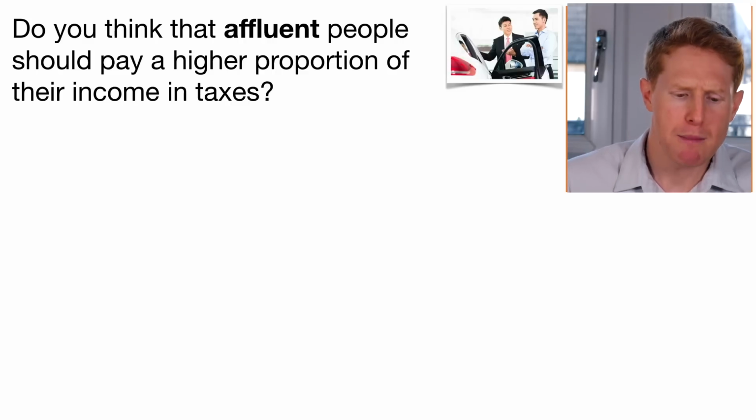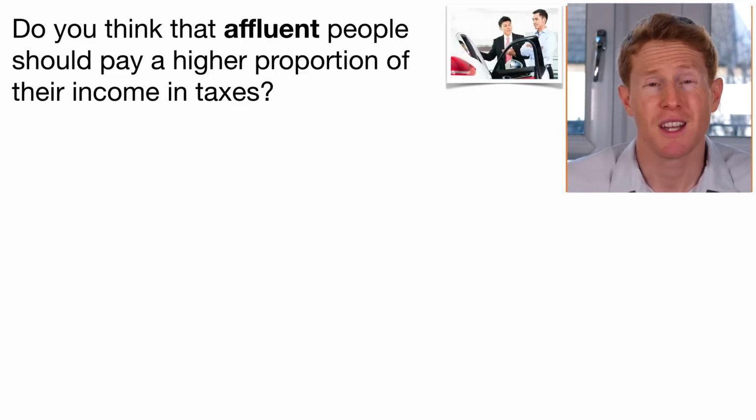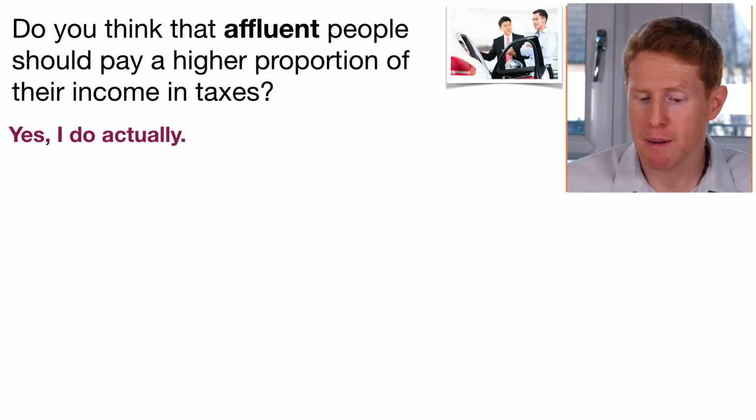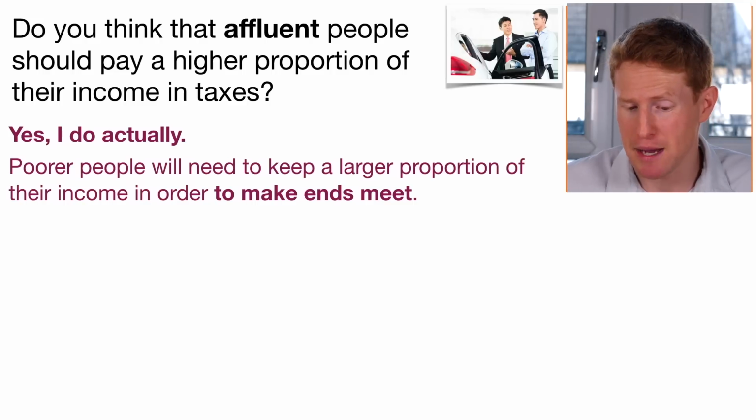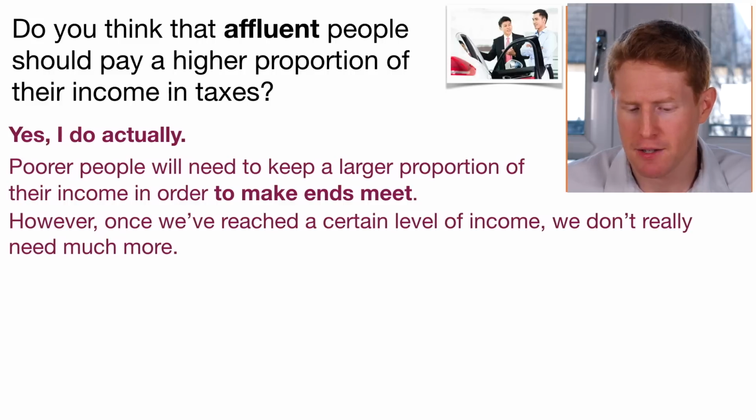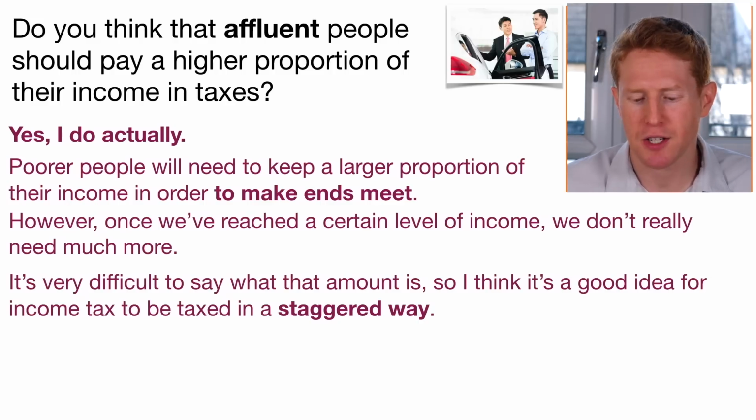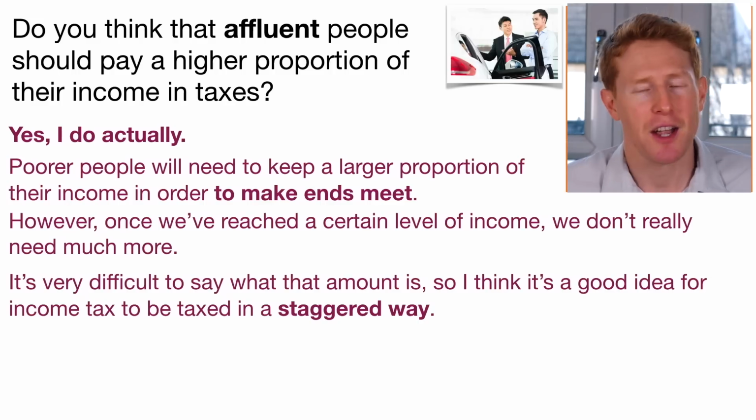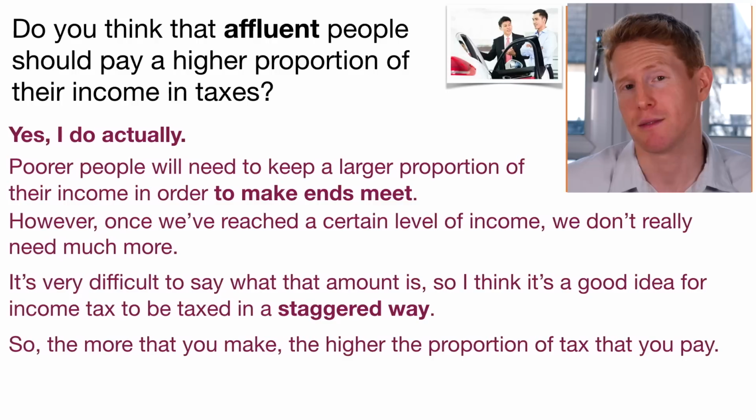Do you think that affluent people should pay a higher proportion of their income in taxes? Yes, I do actually. Poorer people will need to keep a larger proportion of their income in order to make ends meet. However, once we've reached a certain level of income, we don't really need much more. It's very difficult to say what that amount is, so I think it's a good idea for income tax to be taxed in a staggered way. So the more you make, the higher proportion of tax that you pay.